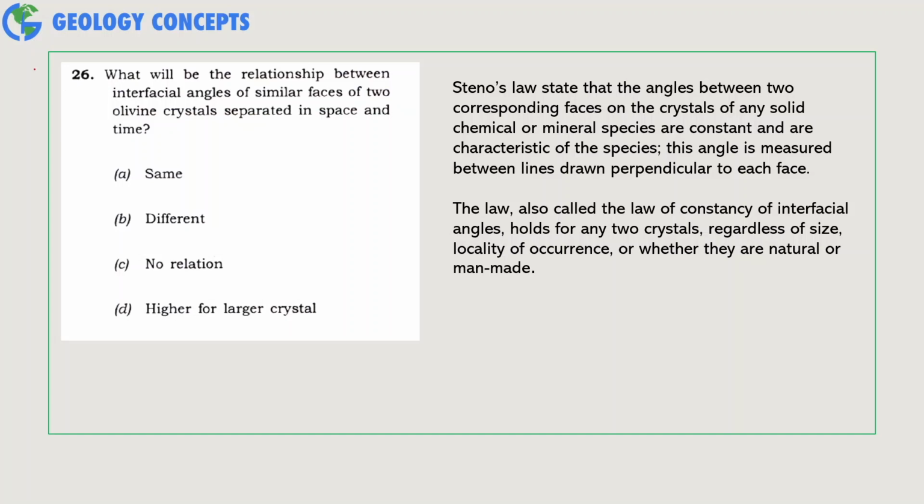The law, also called the law of constancy of interfacial angles, holds true for any two crystals regardless of size, locality of occurrence, or whether they are natural or man-made. So the relationship between interfacial angles of similar faces of two different olivine crystals separated in space and time will always be the same. So option A will be the correct answer.